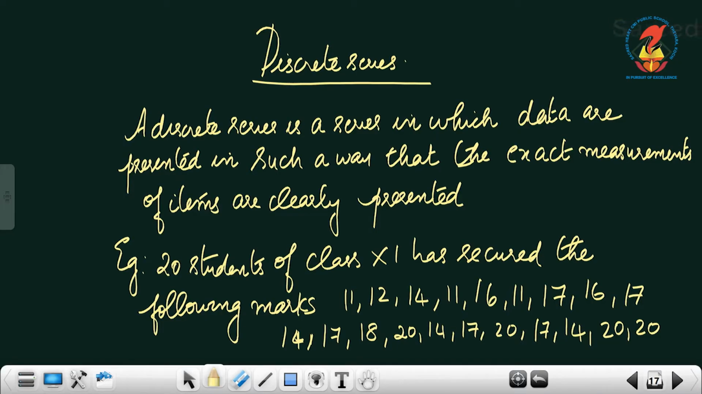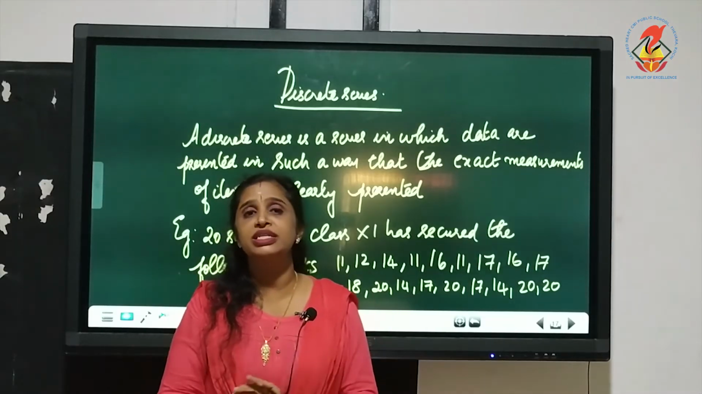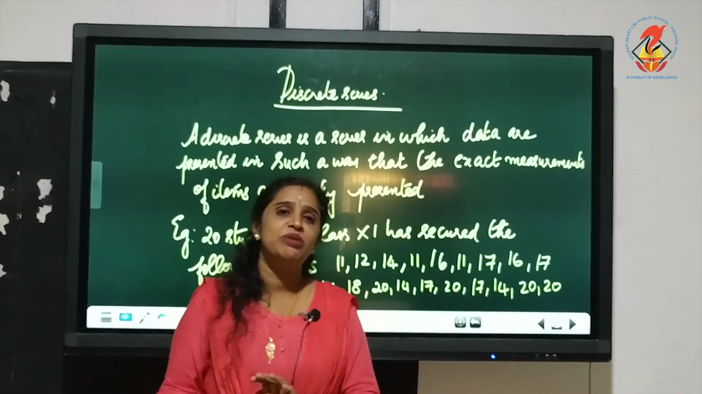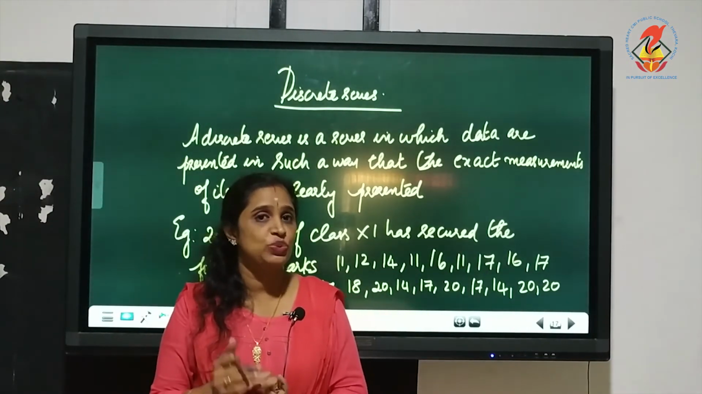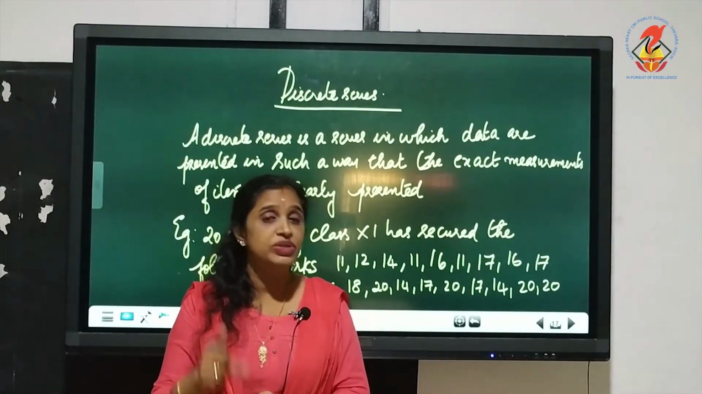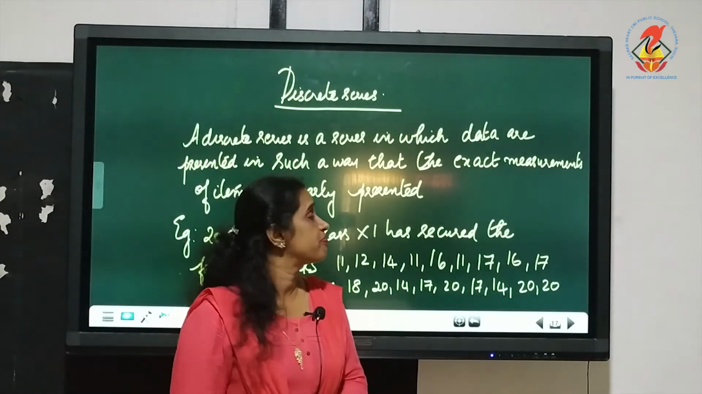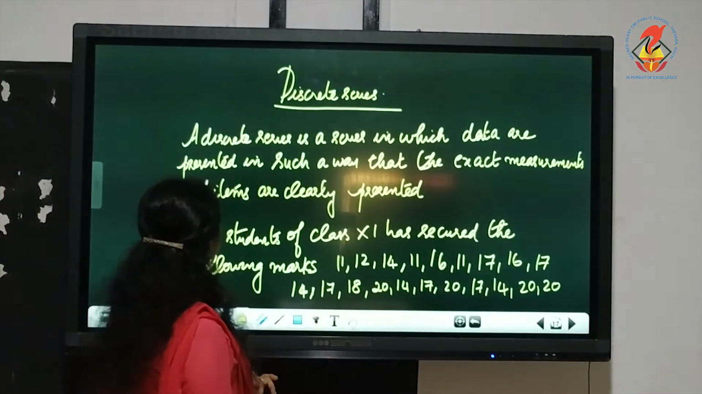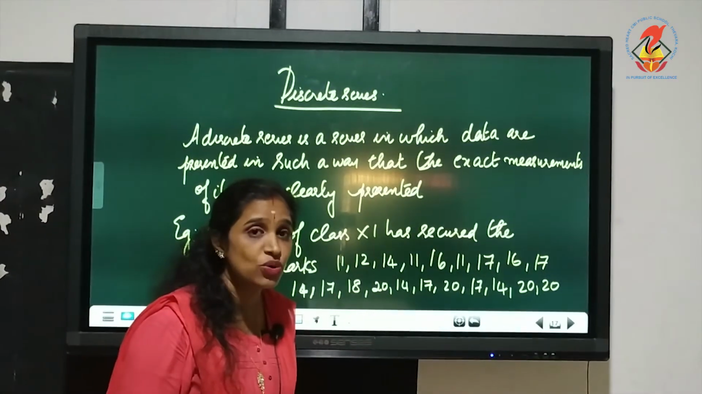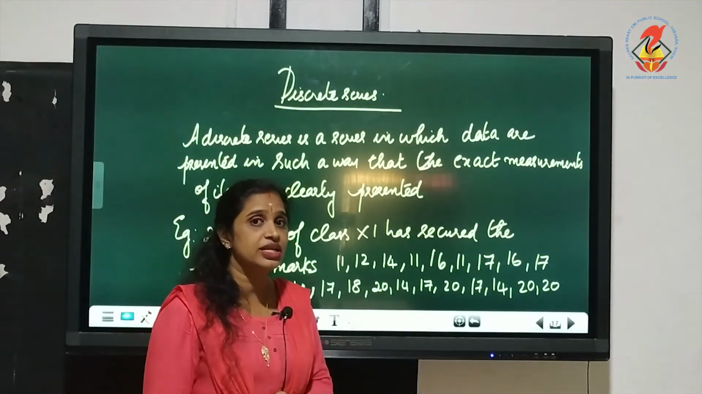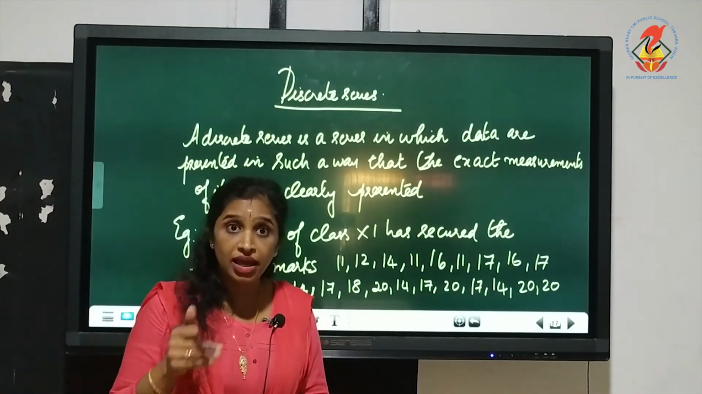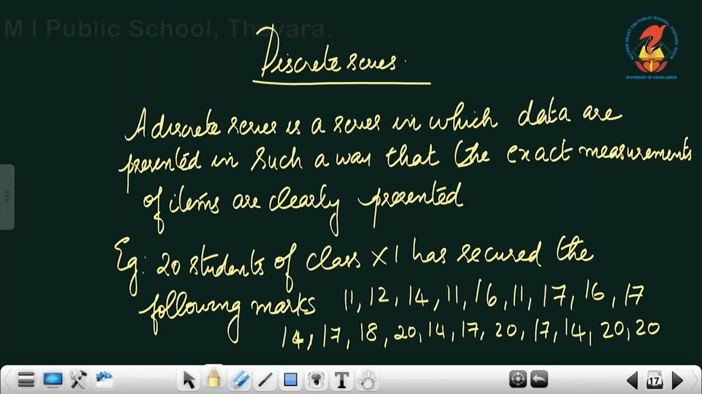There are two types of frequency series, discrete and continuous. To learn about discrete and continuous, you have to learn about all three concepts: what is frequency, what is a class frequency, and what is a tally bar. Now, discrete series. What is a discrete series? I told you the other name for discrete series: frequency array.